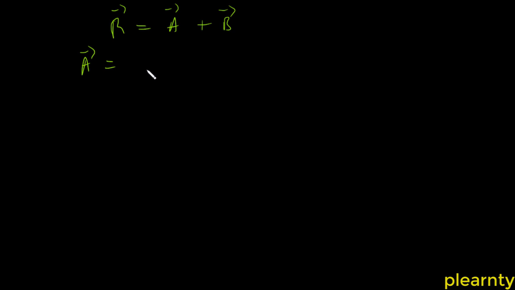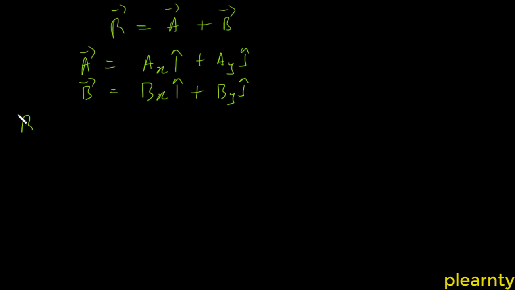And we already know A is equal to AXI plus AYJ, and B as well is equal to BXI plus BYJ. So, if R is equal to A plus B, we could say R is equal to AXI plus AYJ plus BXI plus BYJ.